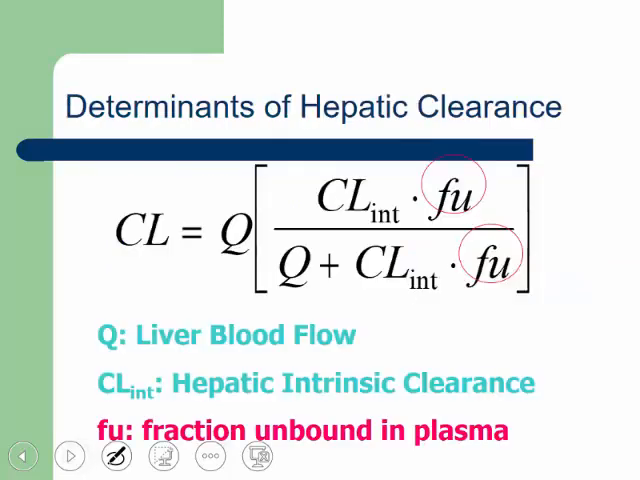All right, so far we've talked about our hepatic clearance, we've talked about liver blood flow changes, and we've talked about intrinsic clearance. In our next video, we'll talk about binding.